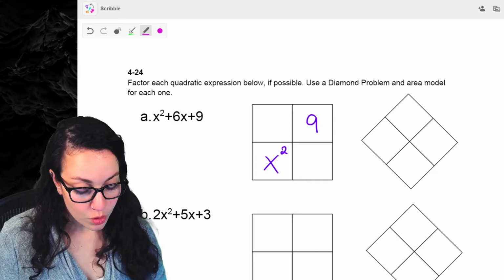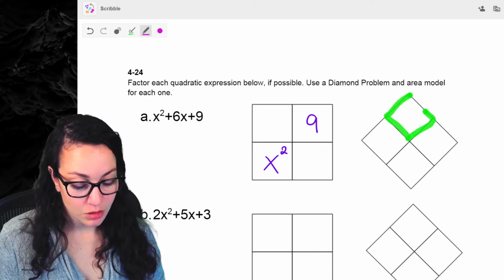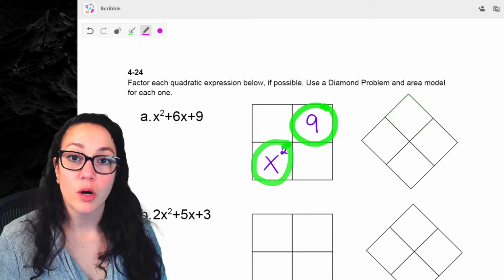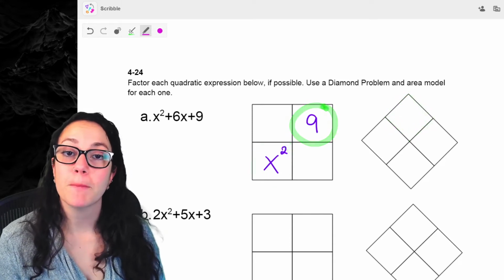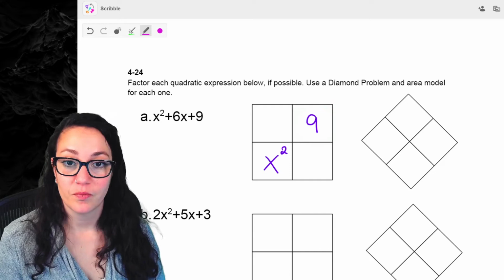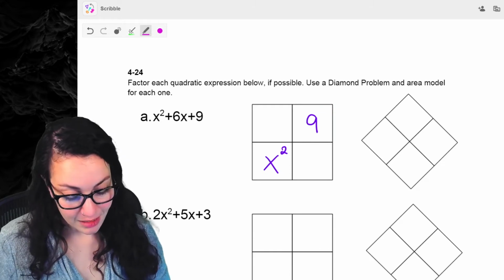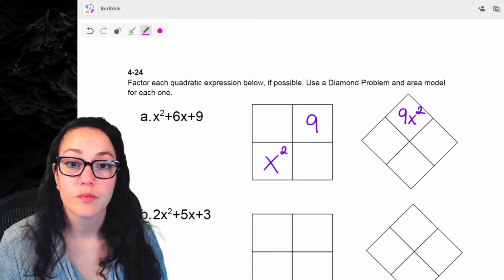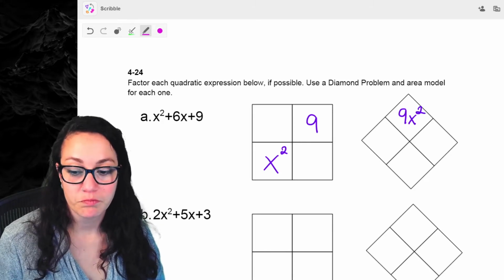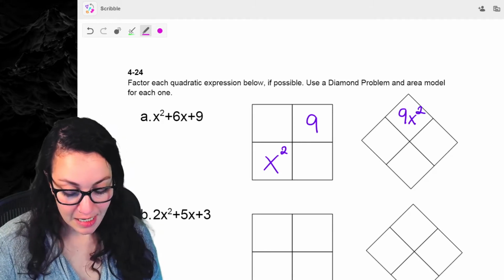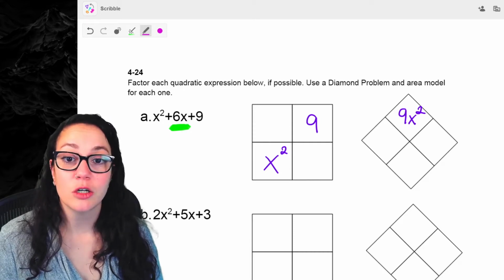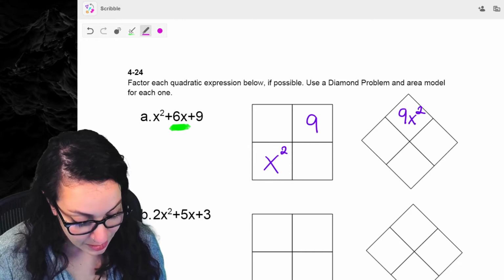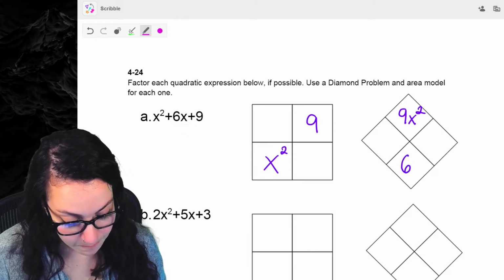So for the top of our diamond, we're going to take these two terms, our quadratic term and our constant term, and we're going to multiply them together. And we're going to place that in the top of our diamond. So up top here, we get 9x squared. So far, so good. Then we're going to take our b term, our linear term, which is 6x, and we're going to put that in the bottom of our diamond.